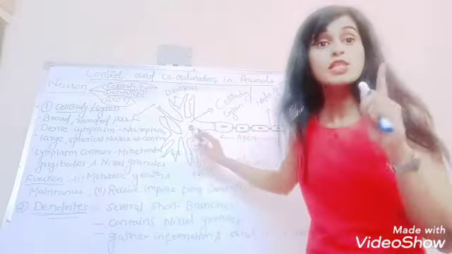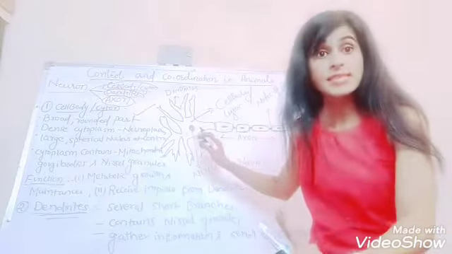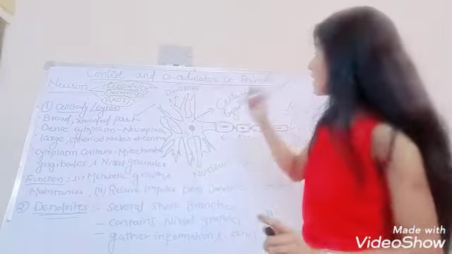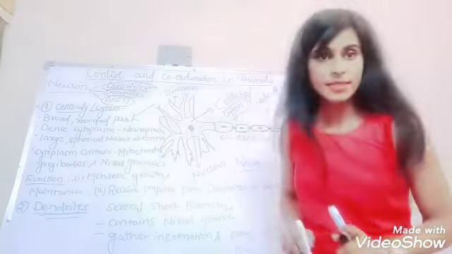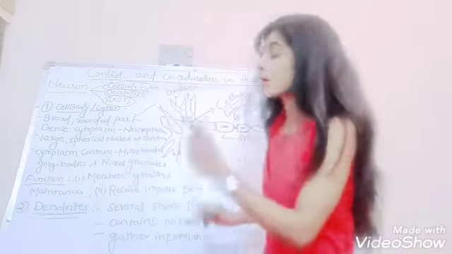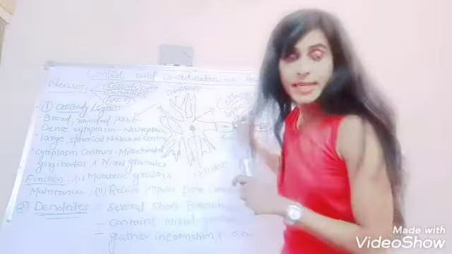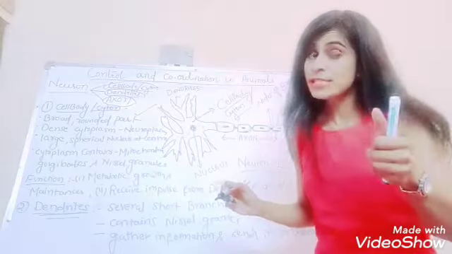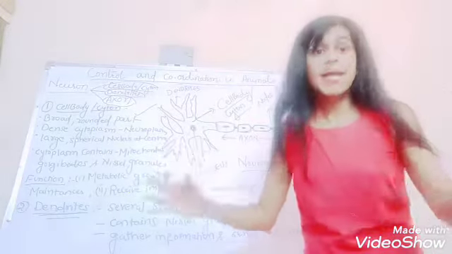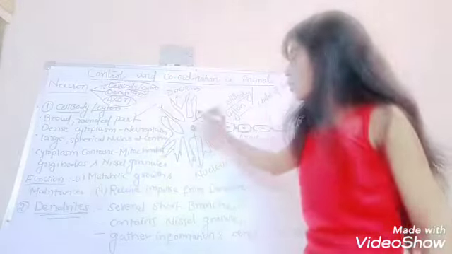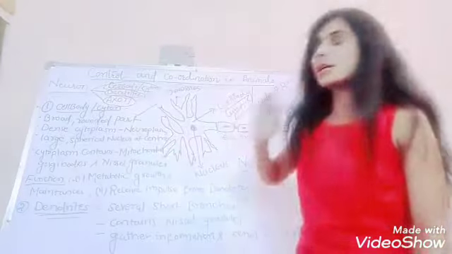What is the first part of the nerve cell, guys? The first part of the nerve cell or neuron is your cell body or cyton. And what do you have to write about the structure of the cell body? The first thing, it's a broad structure. It's a rounded structure. It's a spherical structure. It's a broad, rounded, spherical structure.